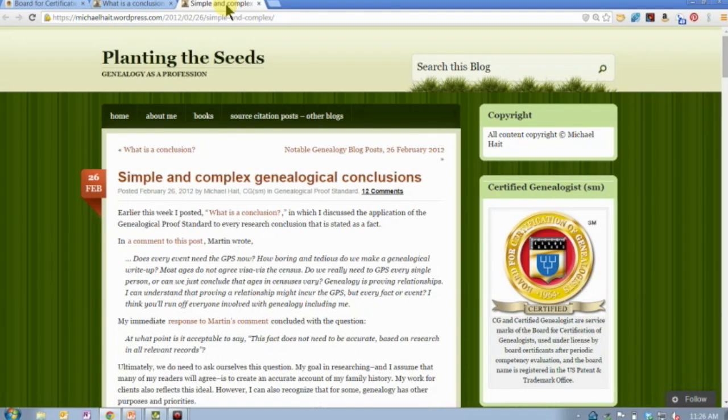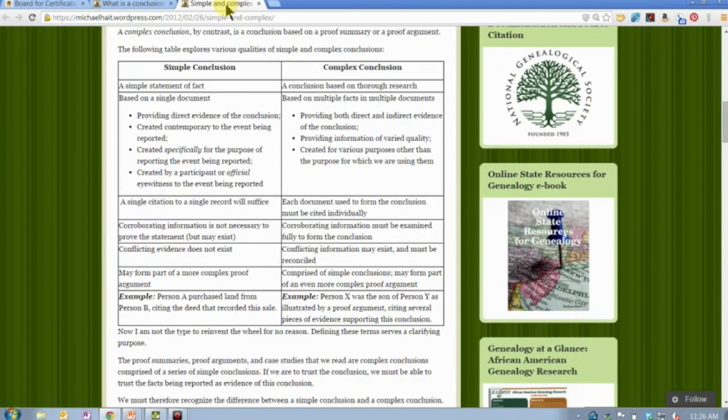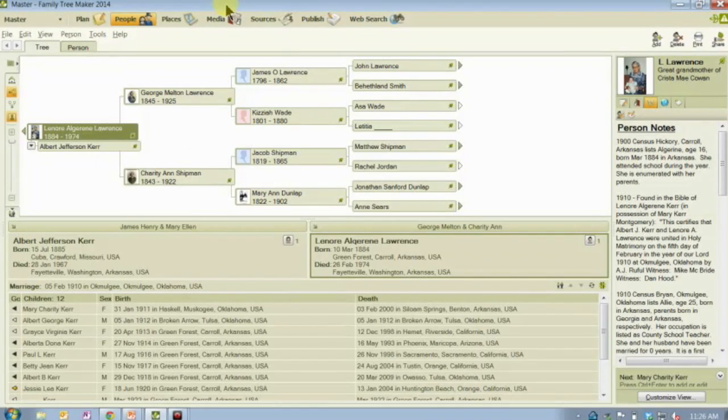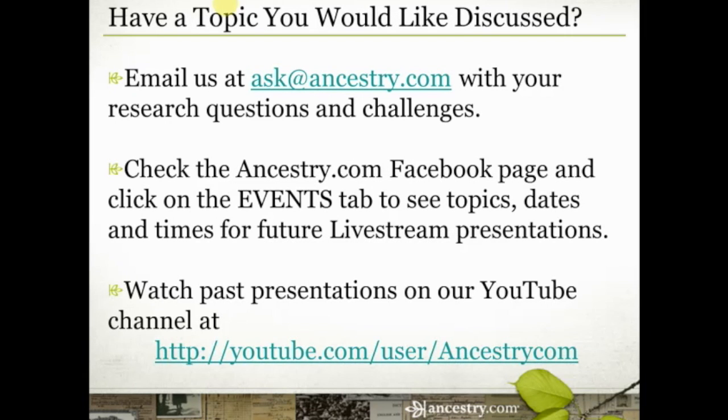And then he has a post written shortly after that one called "Simple and Complex Genealogical Conclusions," where he talks about the difference between, and he actually provides this gorgeous little table here about how to make simple conclusions based on the evidence that we've uncovered, and how sometimes those conclusions might be a little bit more complex and how we have to handle those. So really excellent resources from some of the top genealogists available out there just to help you understand the different ways you can write your conclusions.